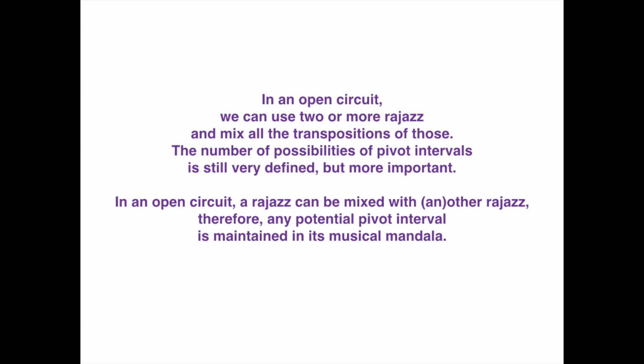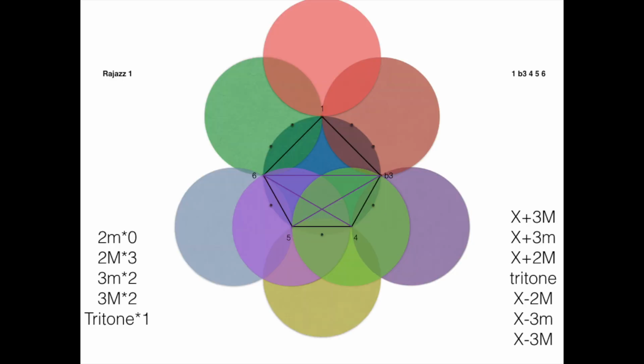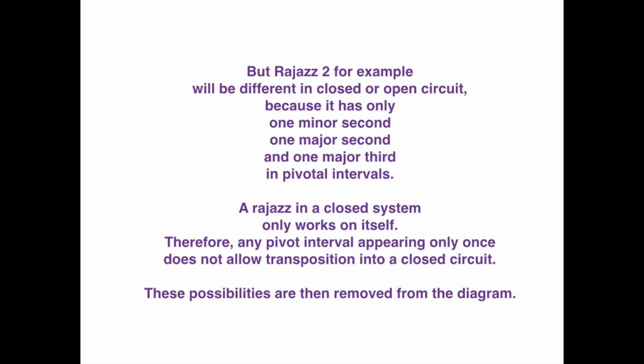In an open circuit, a Rajazz can be mixed with another Rajazz. Therefore, any potential pivot interval is maintained in its musical mandala. Rajazz 1 appears identical in closed and open circuits because it has several major seconds, minor thirds and major thirds. Each of these intervals is therefore found in another place in one of the transpositions of the same Rajazz. But Rajazz number 2, for example, will be different in closed or open circuit because it has only 1 minor second, 1 major second, and 1 major third in its pivot intervals.